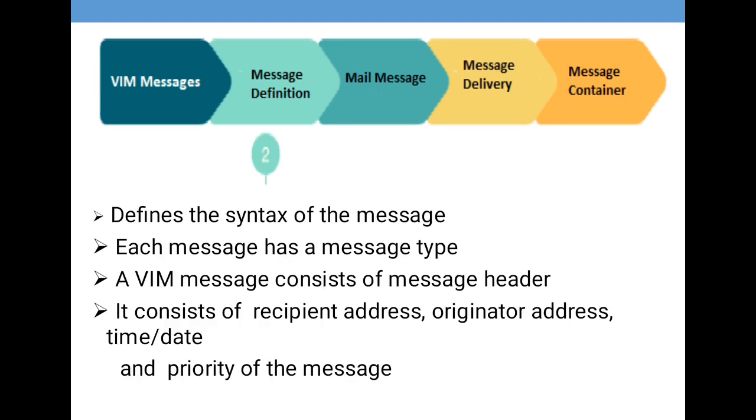The second facility provided by VIM is message definition. Message definition provides the syntax of the message, and each message has its own message type, which is also included in this VIM. A VIM message consists of a message header, where the message header provides the recipient address, originator address, time and date, and also the priority of the message, when it should be received and at which time it should be sent to the receiver.